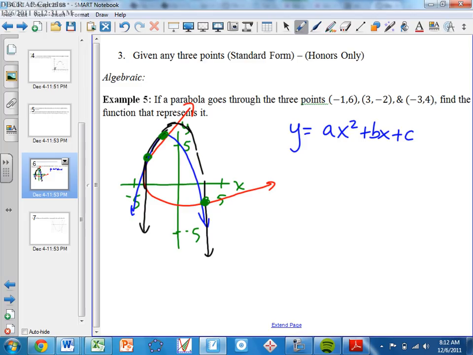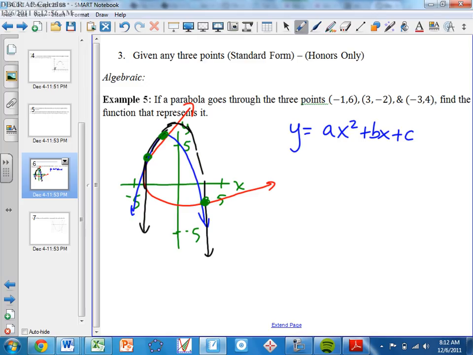This helps you when you have 3 random points. If you are given 2 intercepts and a third point, use intercept form. Don't use standard form. If you're given a vertex and another point, use vertex form. Don't use standard form. This is your last resort, really. It works every time, but it takes the most time to do it, actually. Again, this will work for any 3 points, but it takes a lot more time than intercept form or vertex form does.